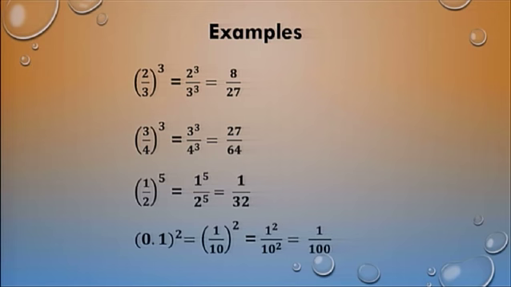We can use this rule to find the square of 0.1, that is, evaluating a decimal number with a power. We can write 0.1 as a fraction, which is 1 over 10. We have a power 2, so we have here 1 power 2 divided by 10 power 2, which is equal to 1 over 100. If you want to write it again as a decimal number, it is of course 0.01.